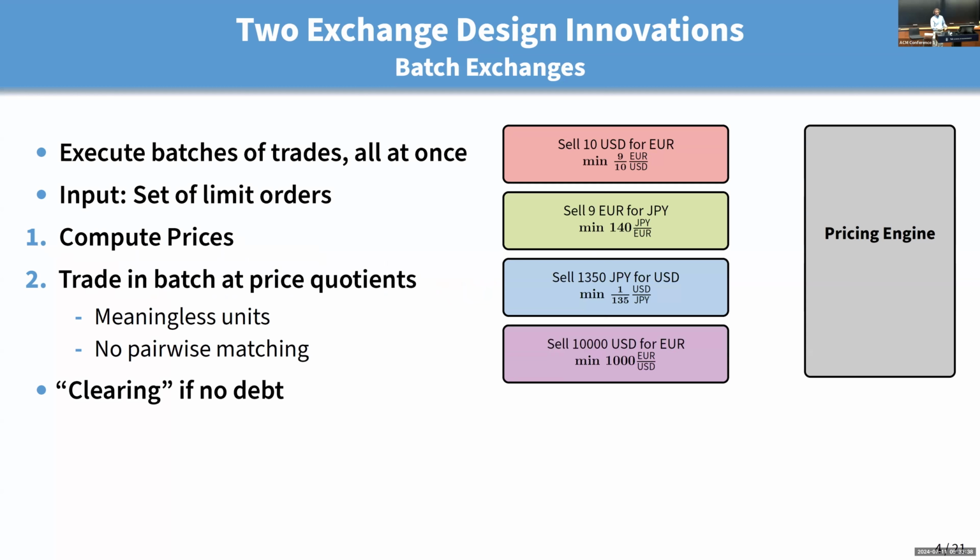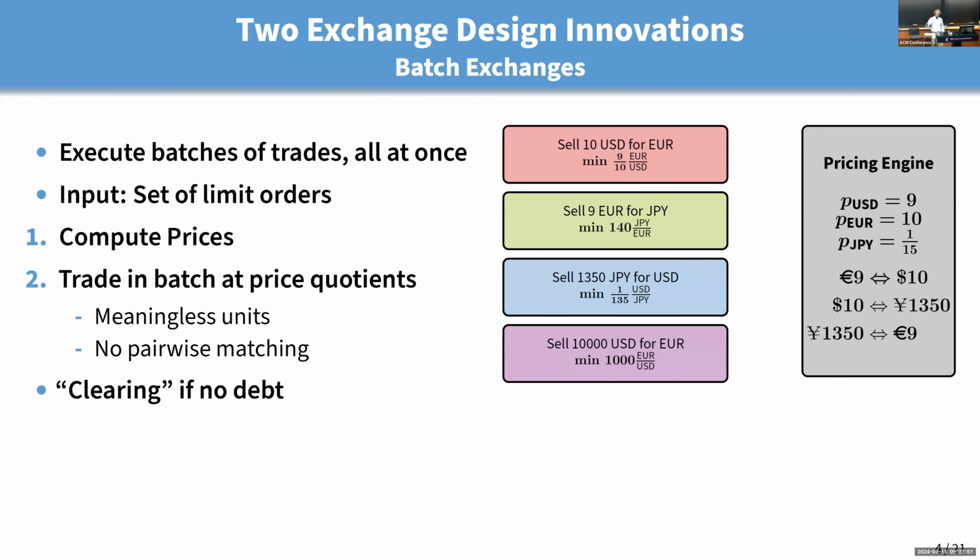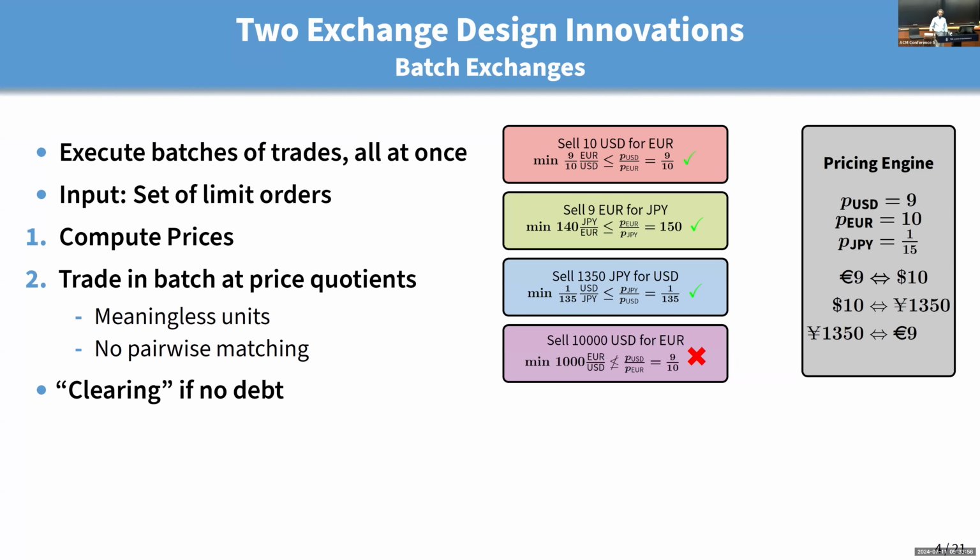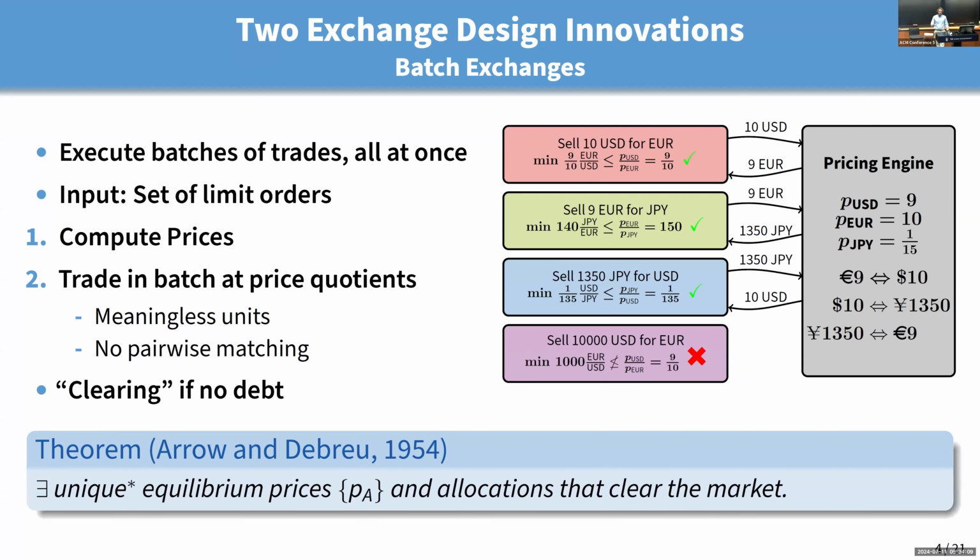The way this works is that there'll be what we'll call a pricing engine that looks at the list of limit orders and comes up with a price for every asset. And then, of course, the quotients of these prices imply exchange rates. And so once we have these implied batch exchange rates, we can go through all the limit orders and just check: is the batch exchange rate greater than my limit price? And then limit orders make their best response to the market prices. And if I've done this right, if the pricing engine is correct, then at the end of the day, everything sells. There's no surplus or debt at these batch prices.